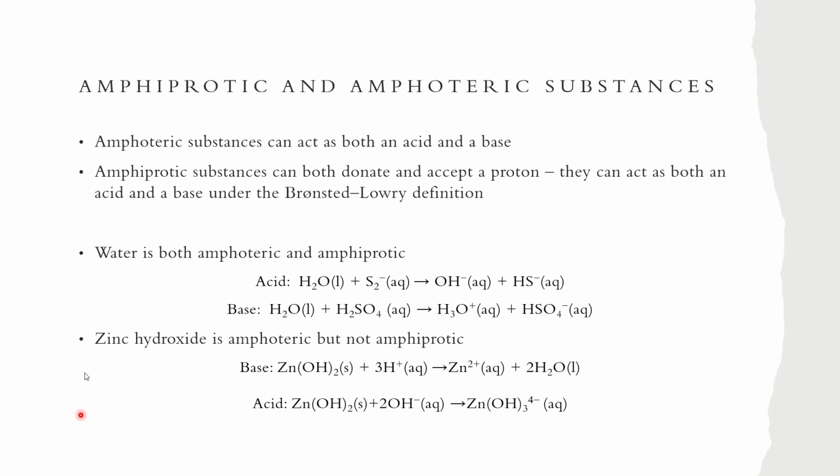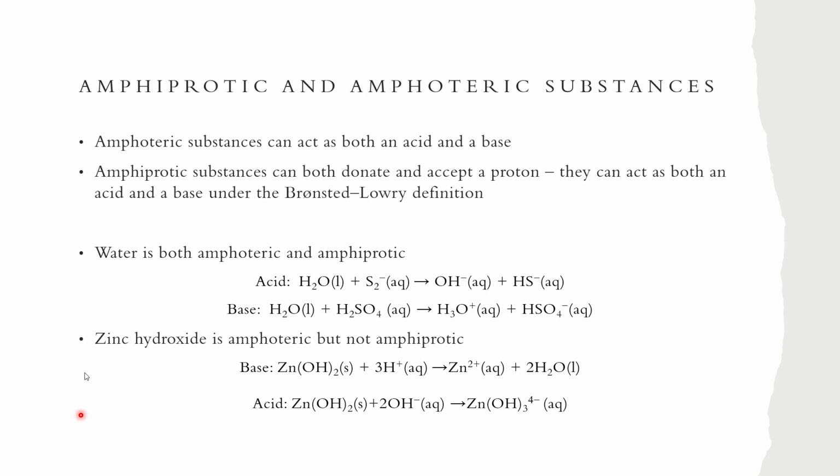So if something is amphiprotic, it means that it is in particular both a Bronsted-Lowry acid and base. It can donate a proton, and that's where the protic part comes from, and it can accept a proton like a base. So they both act as an acid and a base under that Bronsted-Lowry definition. So we know that water is amphoteric and amphiprotic. So it can act as an acid and donate a hydrogen, forming hydroxide. It can also accept a hydrogen, forming hydronium.